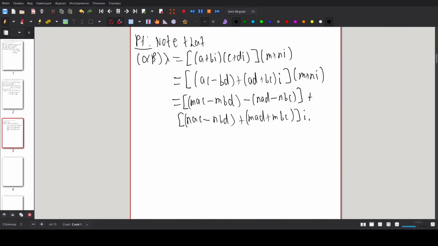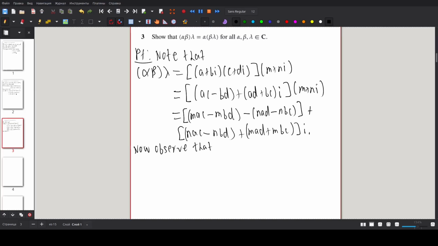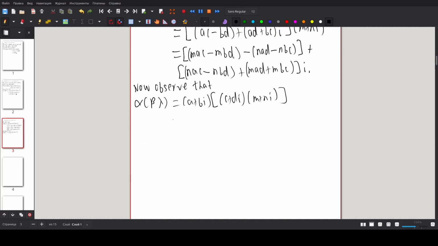Now observe that alpha, beta, lambda is going to equal (A plus Bi) times (C plus Di) times (M plus Ni), which if we do this, we are going to get (A plus Bi) times, I wrote it down, (CM minus DN) plus (CN plus DM)i.